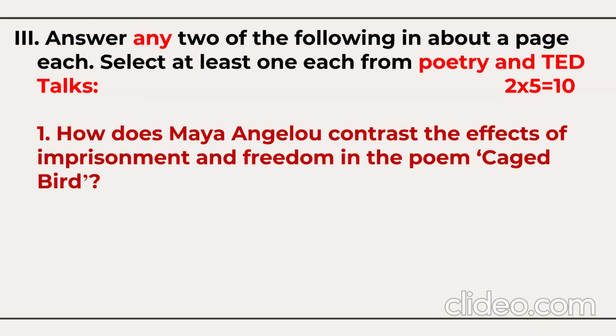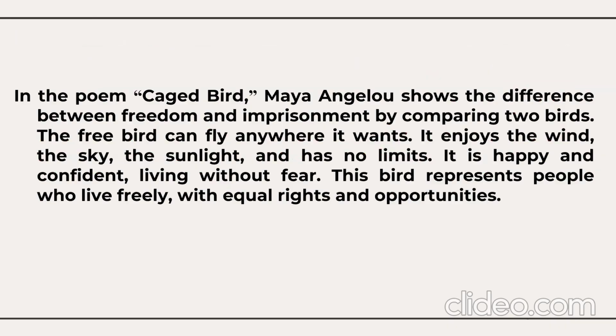Question number 1. How does Maya Angelou contrast the effects of imprisonment and freedom in the poem Caged Bird? In the poem Caged Bird, the poet Maya Angelou shows the difference between freedom and imprisonment by comparing the two birds. The free bird can fly anywhere it wants. It enjoys the wind, the sky, the sunlight, and has no limits. It's happy and confident, living without fear. This bird represents people who live freely with equal rights and opportunities.